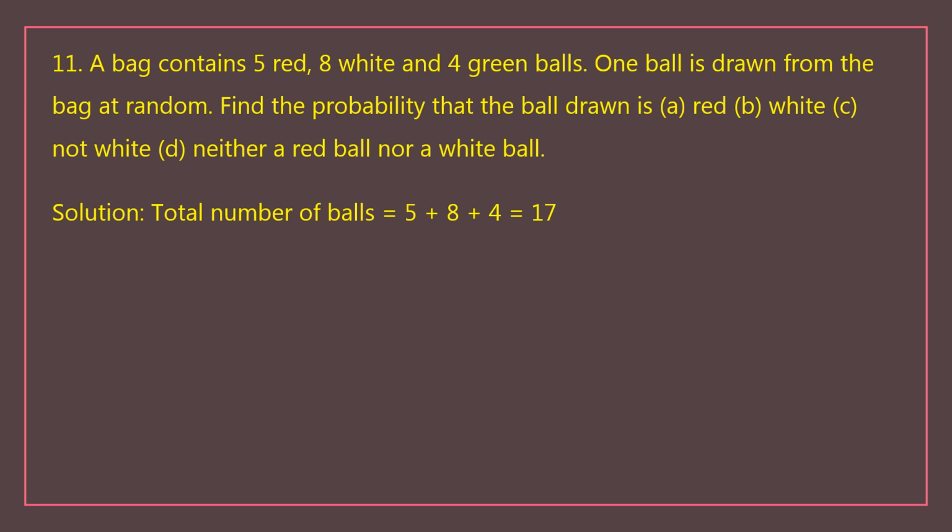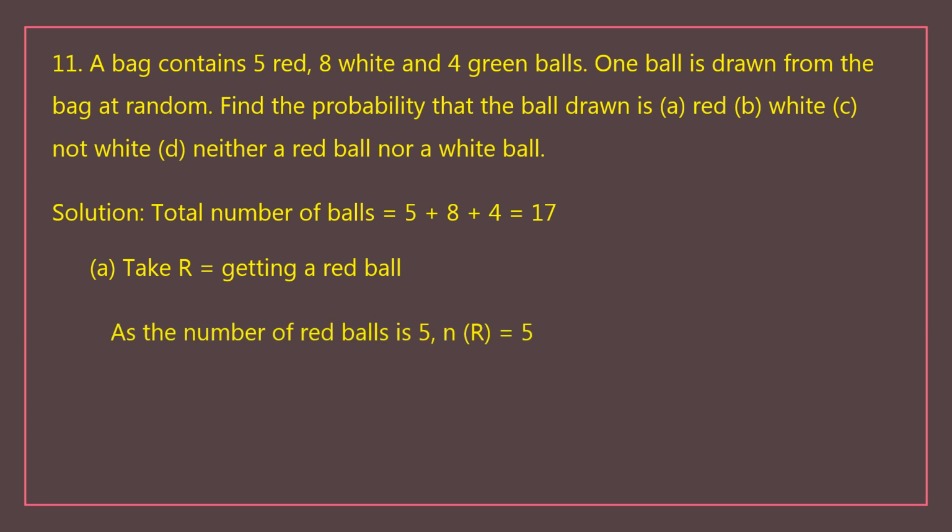I can take any one ball. If I pick one ball from the bag, I may get any one ball from the 17 balls. Therefore, the possible outcomes here are any one ball from the 17. That's why n of S is the total number of balls, that is 17. Now let me find the probability of getting a red ball. Take R is equal to getting a red ball. As there are 5 red balls in the bag, only 5 balls are favorable to R. n of R is 5. Therefore, P of R is n of R by n of S, that is 5 by 17.